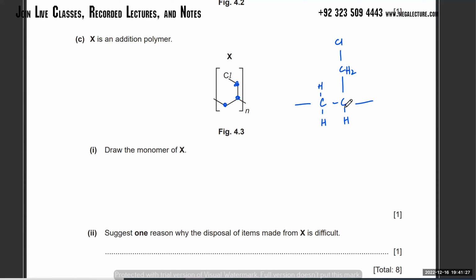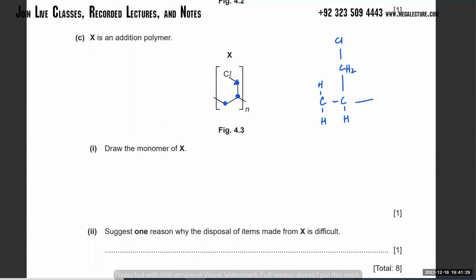So if I want to find the monomer, what I'm going to do is I'm going to get rid of the continuation bond, or जहाँ पे वो continuation bond थी, I'm going to put the double bond back in its place. So that's what my monomer is. Is this clear? This is the monomer of this polymer. जी sir.